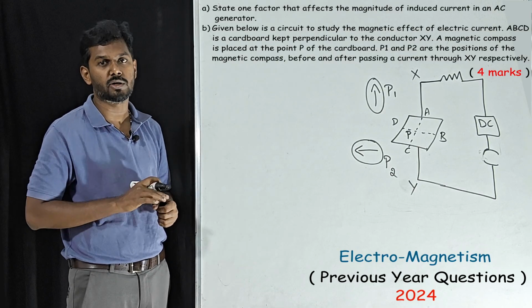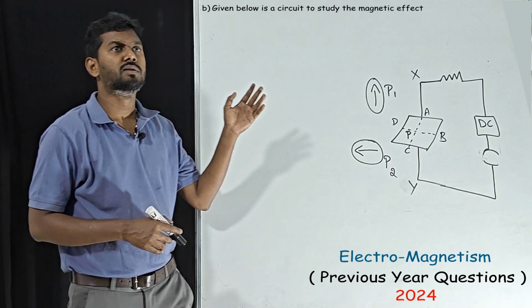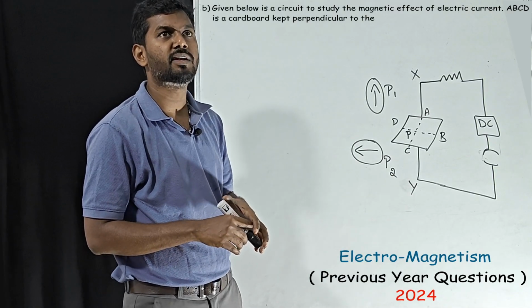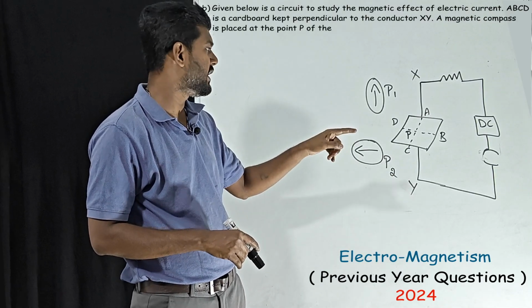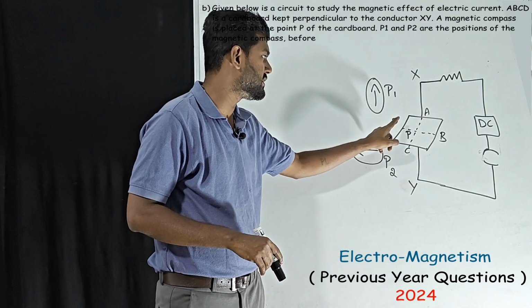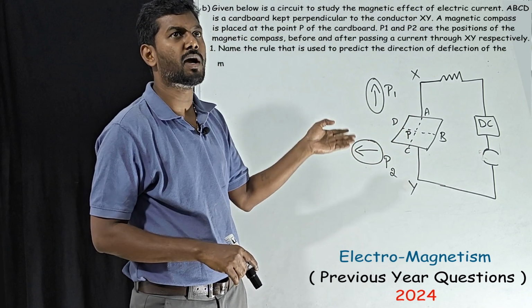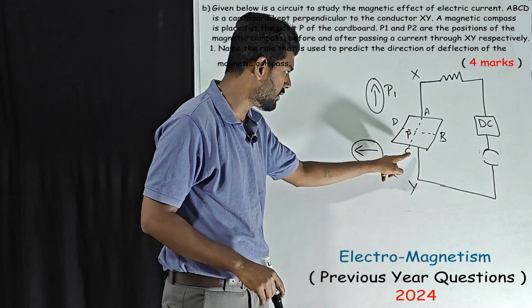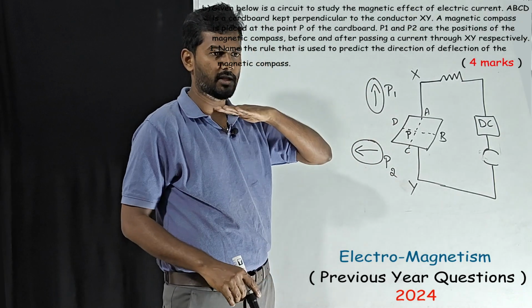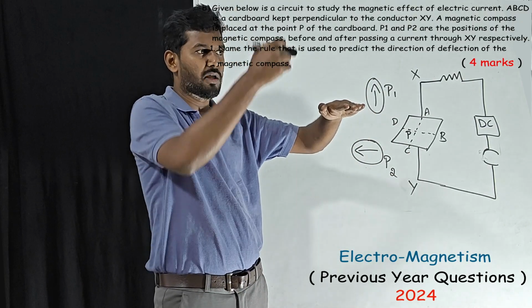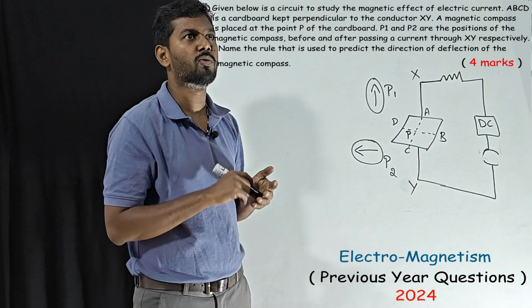This is very much important. Given below is a circuit to study the magnetic effect of electric current. ABCD is a cardboard kept perpendicularly to the conductor XY. The conductor, that wire, is kept perpendicularly. So the cardboard is like this. The wire is passing through the cardboard.